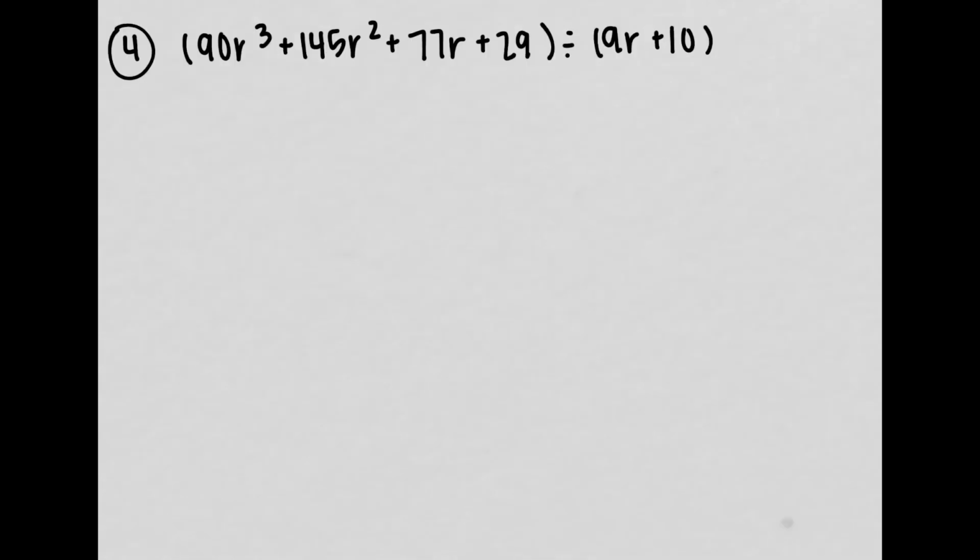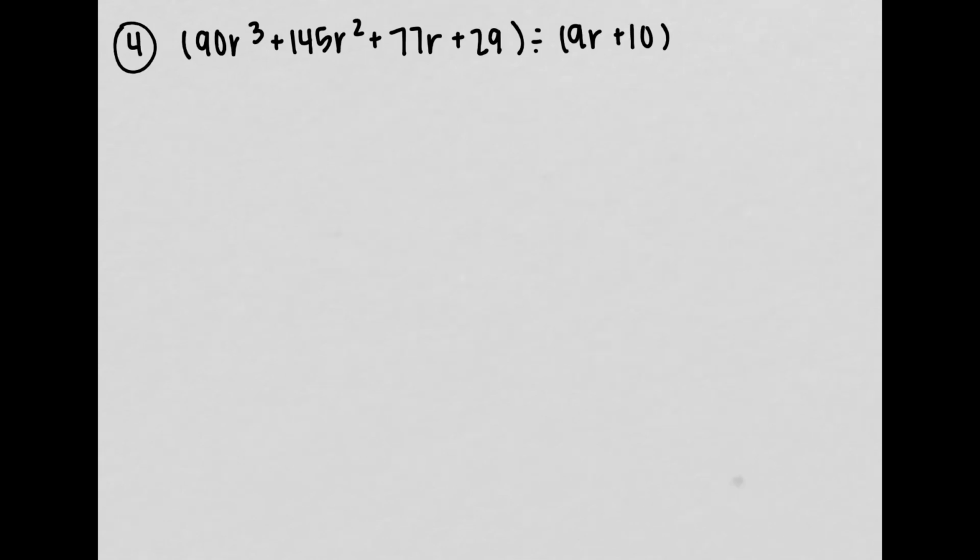So the fourth and final problem we're going to do is 90r cubed plus 145r squared plus 77r plus 29, all divided by 9r plus 10. Now, first things first, I need to check to see if I can use synthetic because it may save us some time. So 9r plus 10 is equal to 0, 9r is equal to negative 10, and r is equal to negative 10 over 9. This is not a whole number, so we cannot use synthetic division in this case.